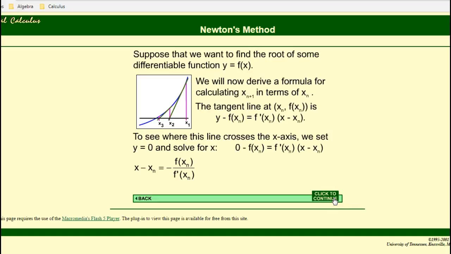The formula is x minus x_n equals negative f of x_n over f prime of x_n. The formula. So don't write this in now, we're actually going to derive it, but you can put this on the side of the box.